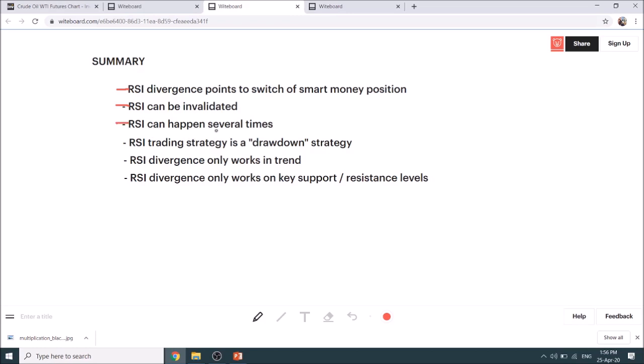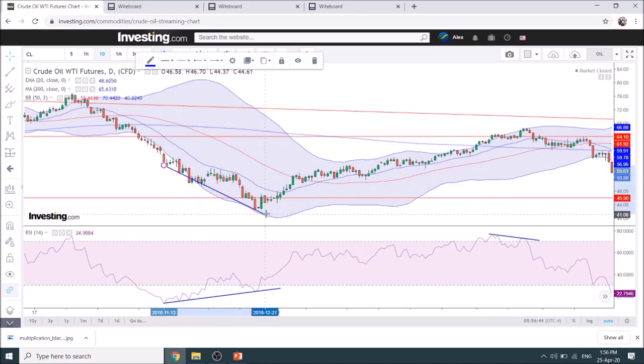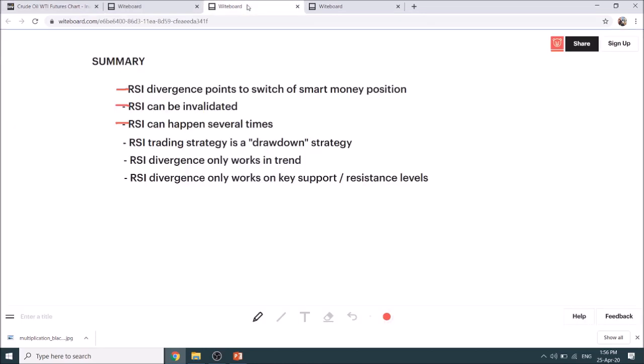RSI divergence can happen several times, as we have seen in that example. It can make several touches, and as the price moved on from here to here, you had to wait quite some time before you saw the actual reversal. The RSI divergence trading strategy is definitely a drawdown strategy, so you're going to see some unrealized loss, except if you're really lucky and the reversal happens straight after the first divergence, but that's quite uncommon, I would say.